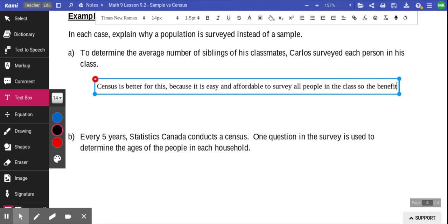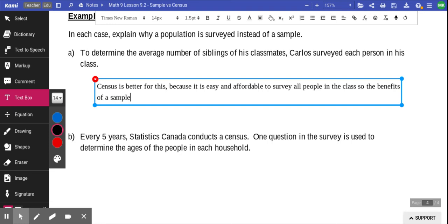So the benefits of a sample don't really apply, right? The biggest benefit of a sample is that you could be fast and cheap. If I'm just looking to survey everyone in my class, I can already do that really easily and cheap and get a census. It also gives me 100% accuracy in my survey.